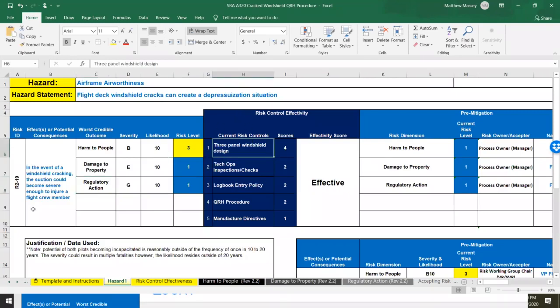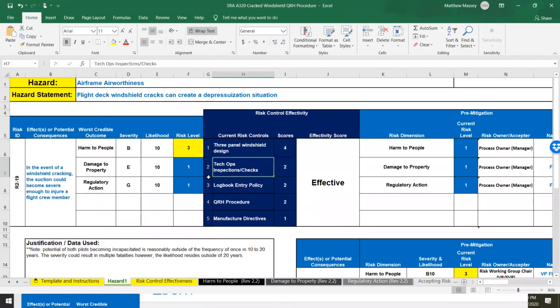So when they're doing this, this is their worst credible outcome, right? And so their worst credible outcome's a 3, which is still fairly low. And then they're going to take all these current risk controls they already have in place. So they're saying that their windshield is 3-panel design. So that's a design. So they're going to get a high score for that.